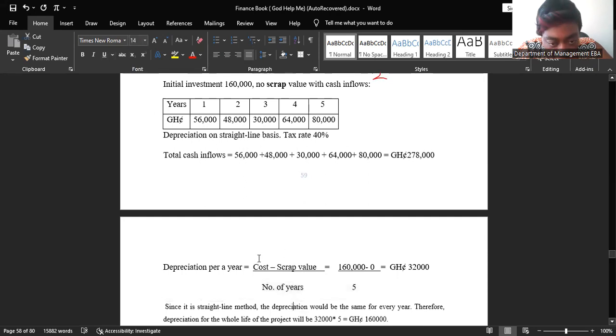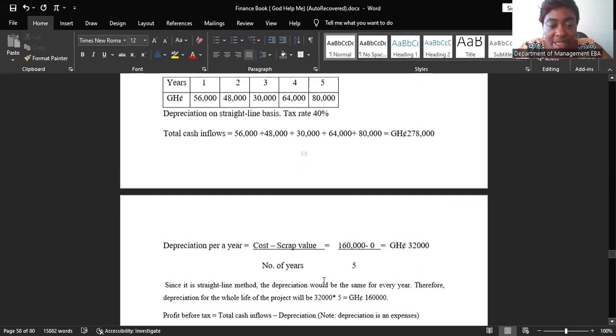Okay, so we have to insert 160,000 here. The scrap value, it has scrap, so that will be 0. The number of years is 5, so that's it. Divided by 5, you get what? 32,000. Are we okay? So that is what? Straight line method.